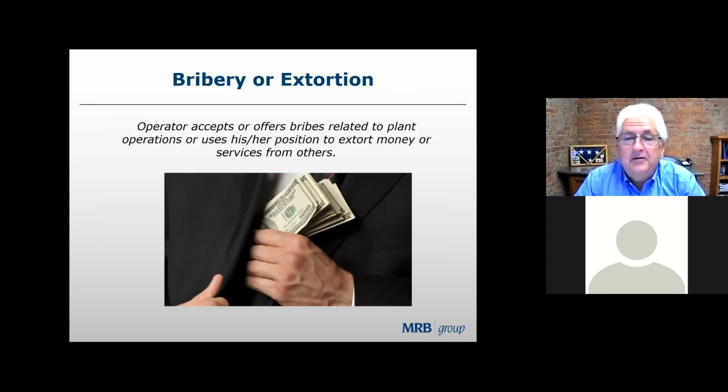All right, bribery and extortion. An operator accepts or offers bribes relating to plant operations or uses his or her position to extort money or services from others. So this is not just for operators, this is for board members and various different folks.